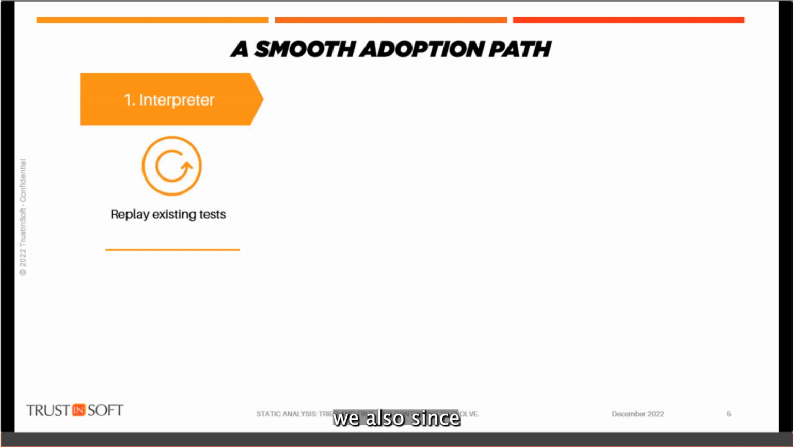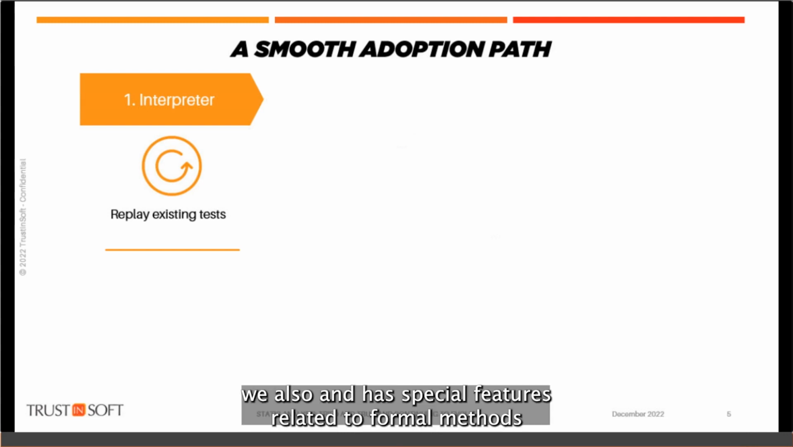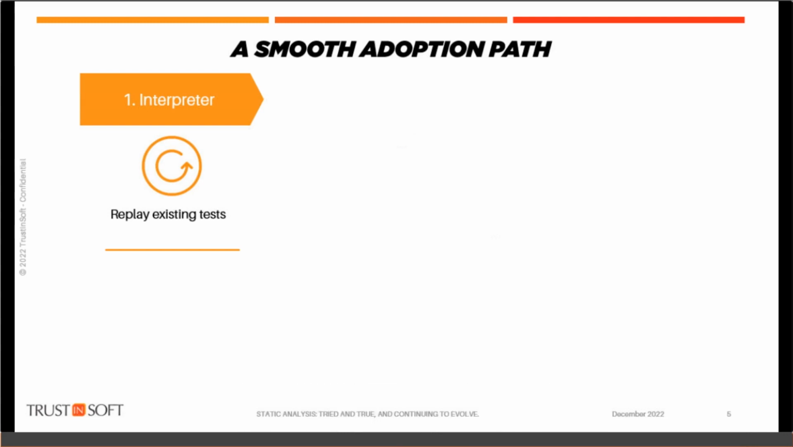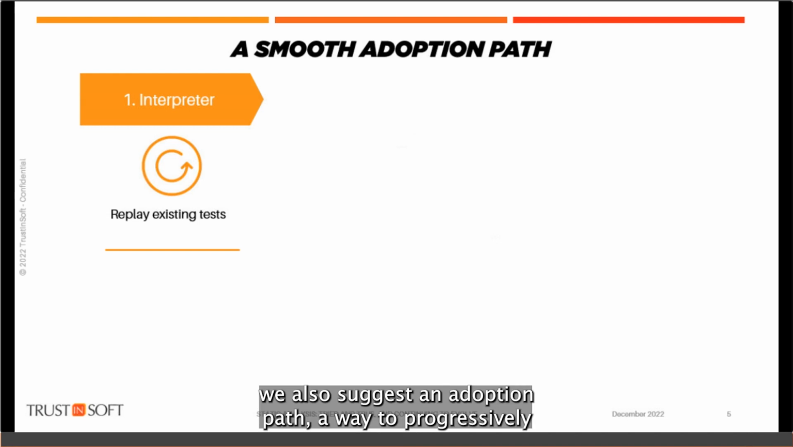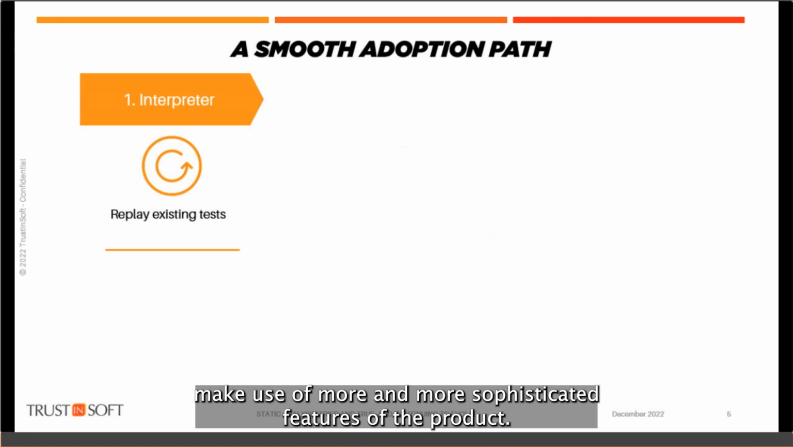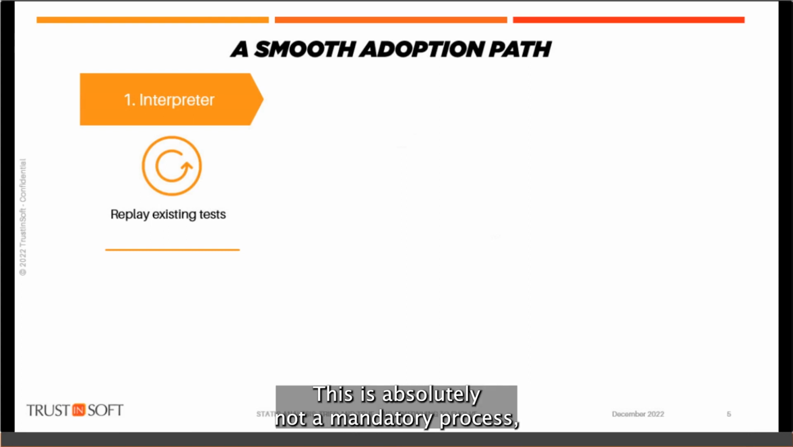Since the analyzer is based on test, and has special features related to formal methods, we also suggest an adoption path, a way to progressively make use of more and more sophisticated features of the product. This is absolutely not a mandatory process, but in general, it makes the adoption smooth.